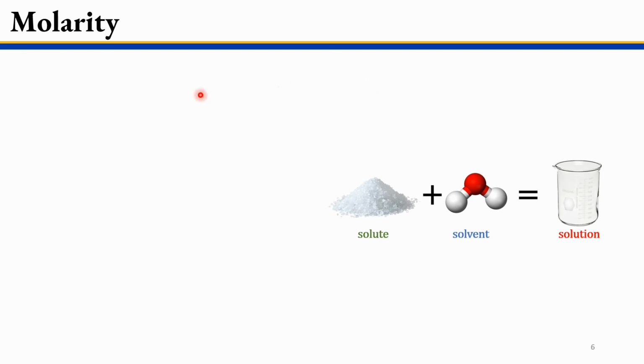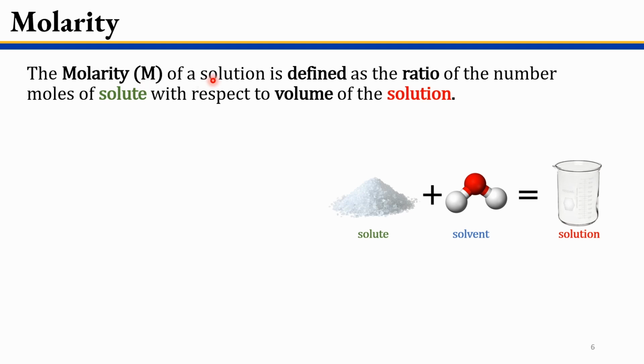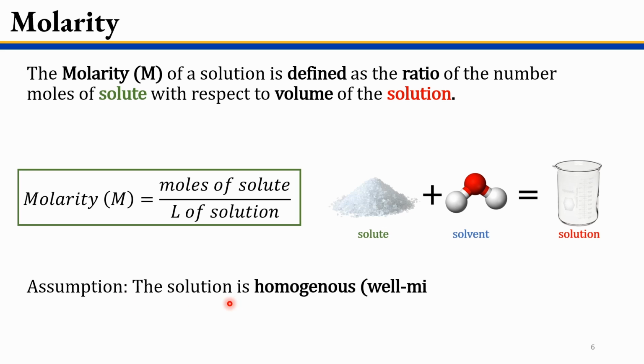So we're introducing molarity. The molarity of a solution, we're going to use capital M for molarity, is defined as the ratio of the number of moles of solute with respect to the volume of the solution. So a ratio is just a fraction. So therefore we can just simply write this as molarity is moles of solute divided by liters of solution. So we're looking at the moles, the amount of the solute that we put in, divided by the volume of the solution. The assumption is that the solution is homogeneous, which means that it's well mixed. We're assuming that our cup of coffee is nice and evenly mixed.